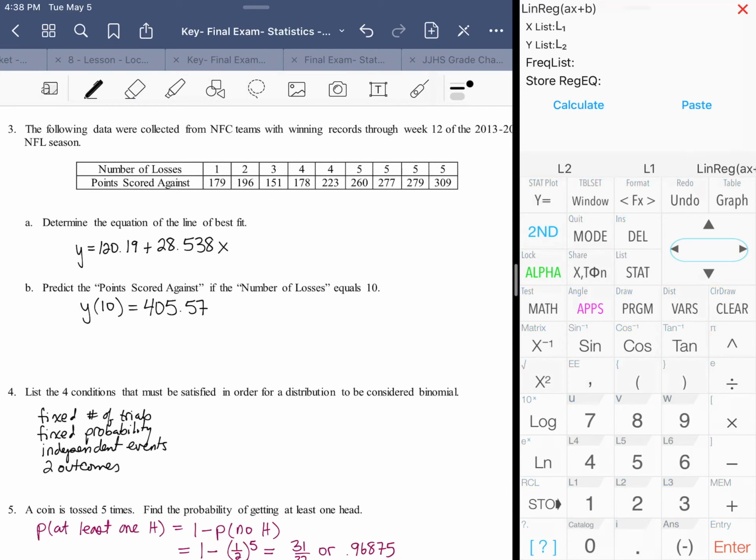You're going to go to Stat, Calc, option 4. It's going to ask you where you put your data. I put it in L1 and L2.